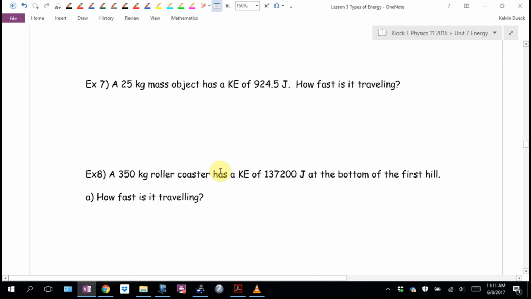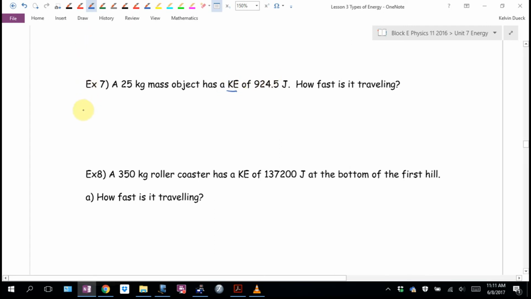Example 7. Connor, what does example 7 want me to find? Yeah, and I picked my words carefully. I didn't say find the velocity. That would be all that stuff from the beginning of the year, VF and VI and all that. Just how fast. And I noticed they gave me a kinetic energy.